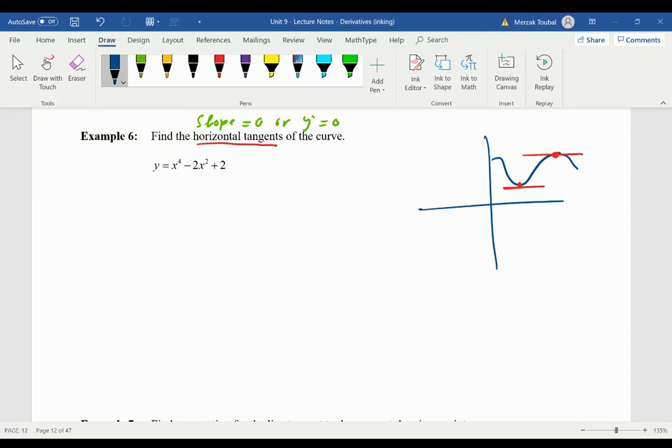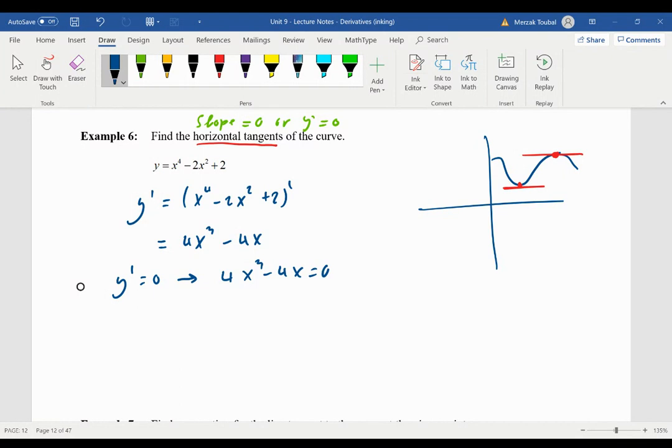So by this, we can just simply say, all right, we need to find y prime first. What is y prime? Y prime is the derivative of x to the power 4 minus 2x squared plus 2. Derivative of x to the power 4 is 4x cubed. Derivative of negative 2x squared is negative 4x. Derivative of 2 is 0. Then we have the derivative. Now we're going to say, okay, we want the derivative to be 0. We want the slope to be 0, so it means you want y prime to be 0. That means you want 4x cubed minus 4x to be 0.